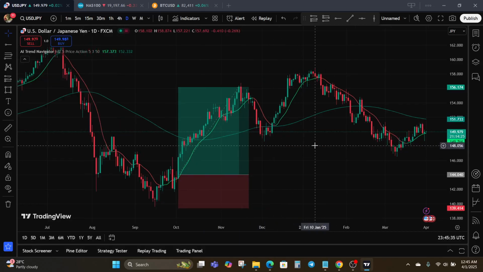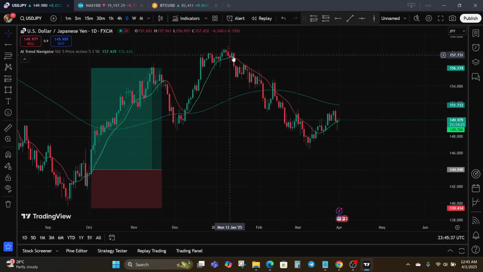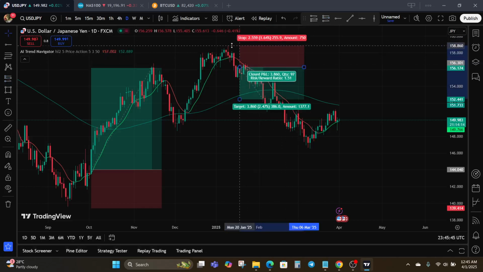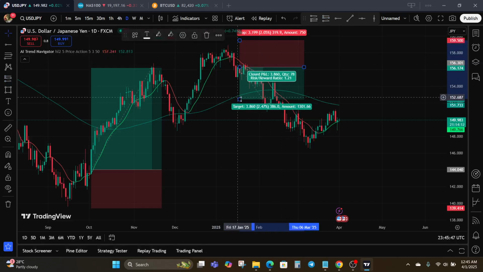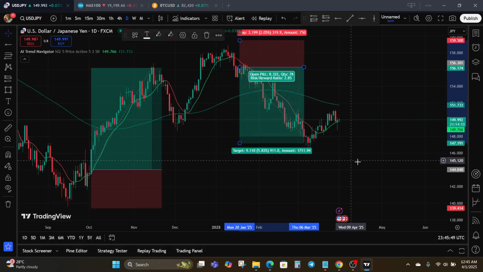Now, for a sell, when the indicator line changes to red, it's a time to enter a sell. Just make sure you get your confirmations right. When you get your confirmations, you can enter a sell, set your stop loss above the swing high, and your take profits can be around the support zone, right?